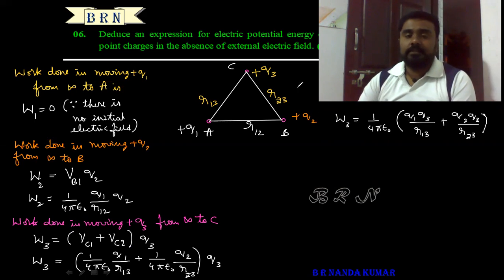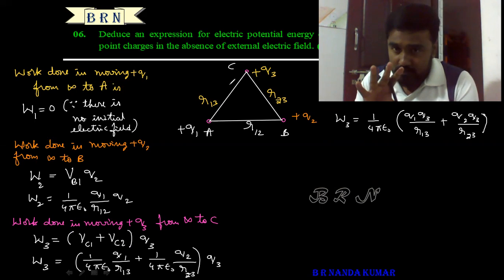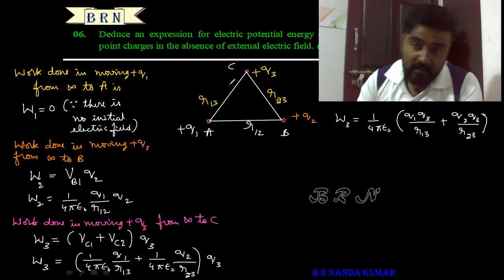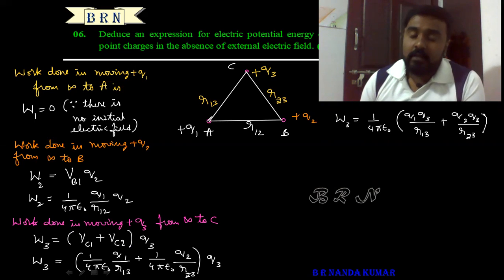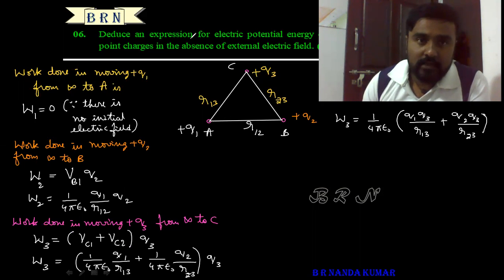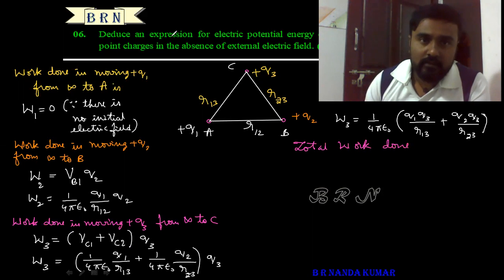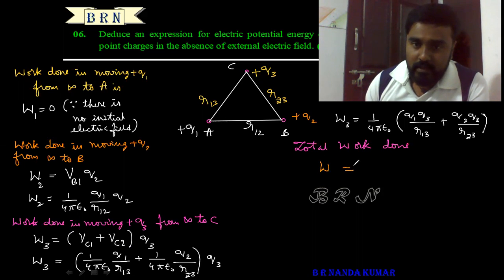So what is the meaning of potential energy of a system of 3 point charges? The definition is the total amount of work done in bringing 3 point charges from infinity to their respective locations. Actually, that is called potential energy of a system of 3 point charges. So the total work done W is equal to W1 plus W2 plus W3.